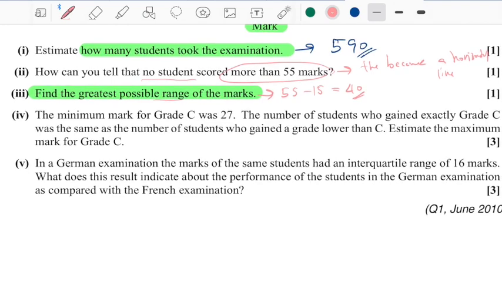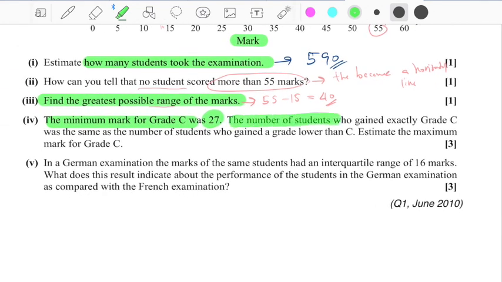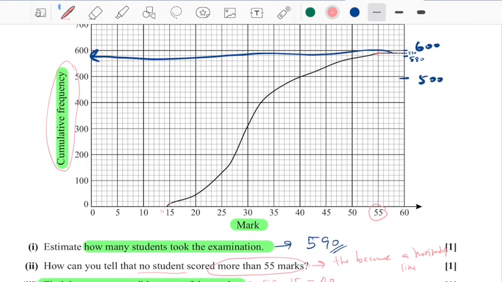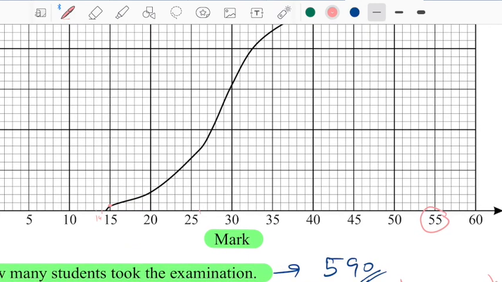Let's see here. The minimum mark for grade C was 27. The number of students who gained exactly C was the same as the number of students who gained a grade lower than C. Estimate the maximum mark for grade C. The minimum mark of grade C was 27. Let's see here, 26, 27 is here, right?